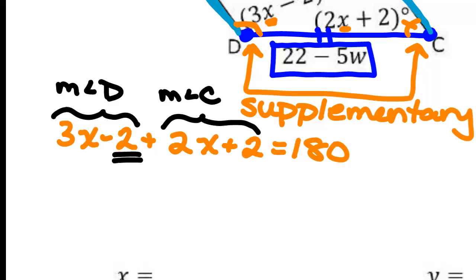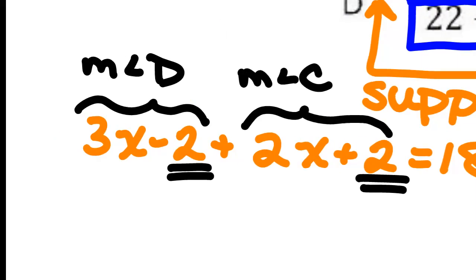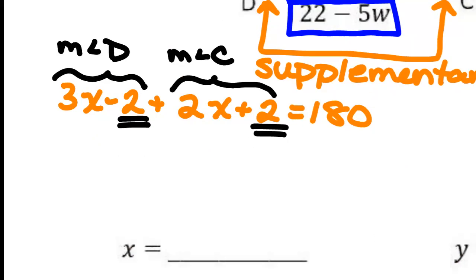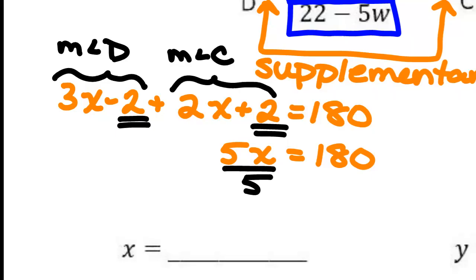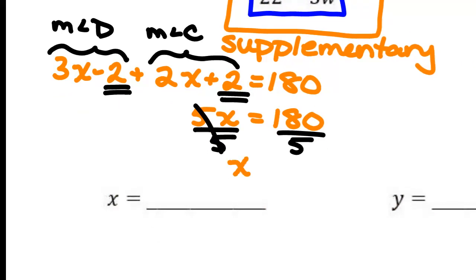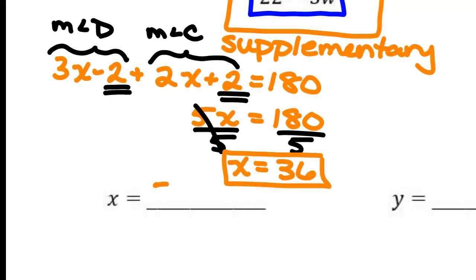What happens when we combine our constants here? We get a 0. They cancel out. So I've got my x's to combine. What do we get when we combine the x's? 5x. So 5x equals 180. And then we're going to divide both sides by 5. What is 180 divided by 5? 36. So x is 36.